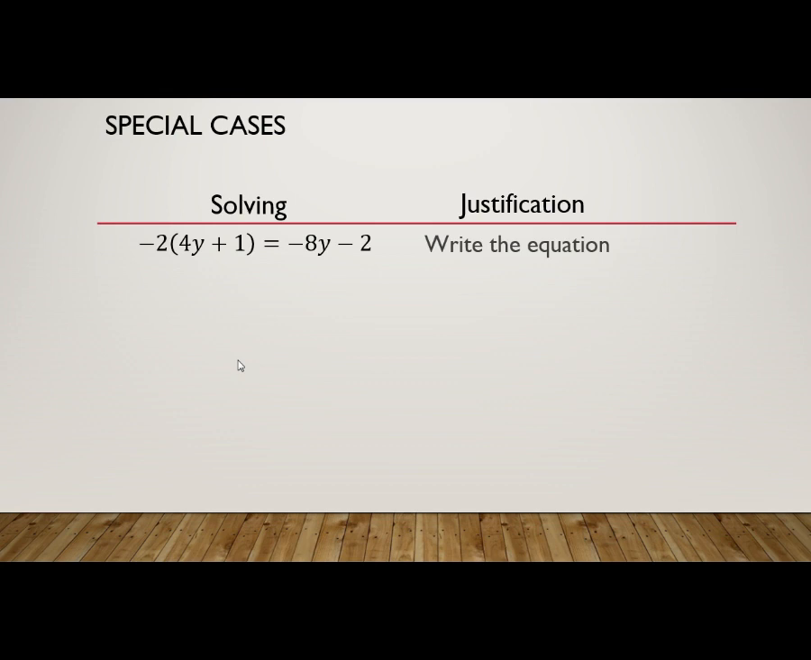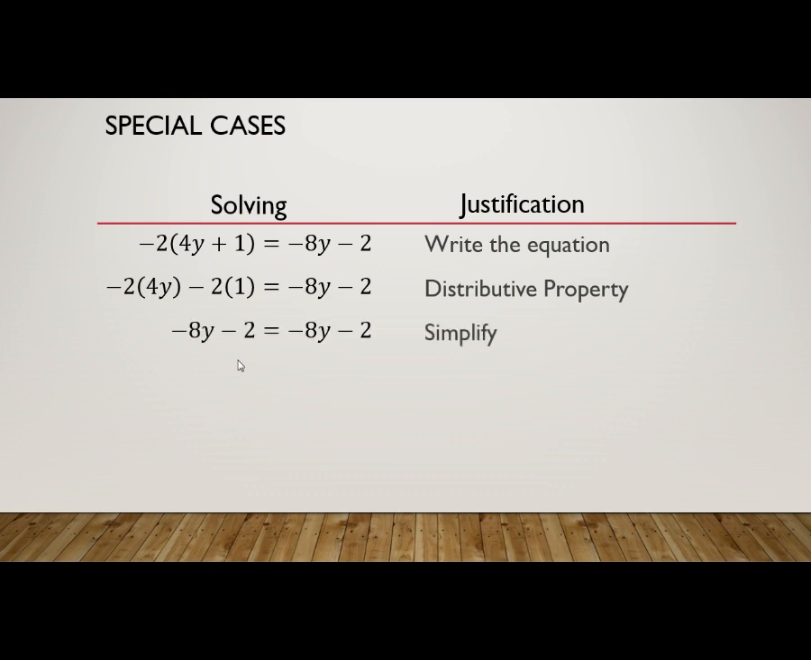All right, let's look at another example. Once again, we're going to start with simplifying by using the distributive property, multiplying that -2 to both terms on the inside. Simplify that.